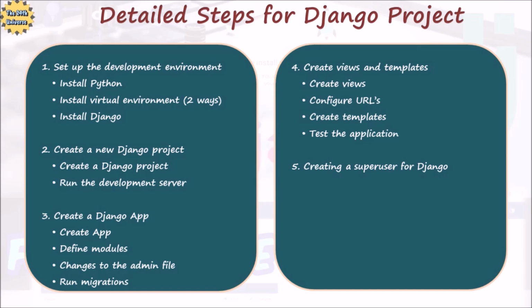The third step is to create a Django app. Here, we create the Django app, define models, that is the database, then make changes to the admin file, and then run migrations. The fourth step is to create views and templates. So here we create views, configure URLs, create templates, and then test the application. Since we are going to use Django's admin panel, our fifth step will be to create the superuser for Django. So let's begin.